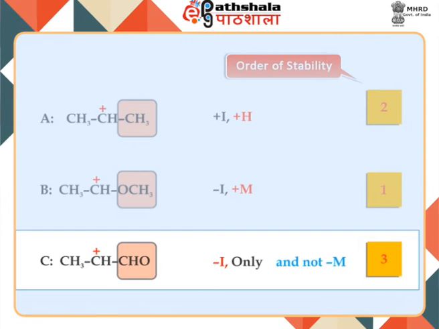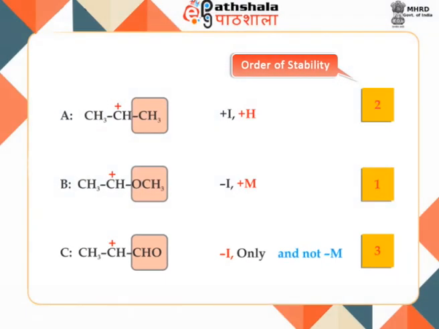Note that it is not exerting minus M effect as it is joined to a carbocation and not a conjugated system. It cannot withdraw electrons by minus M as there are no electrons further. Clearly, the most stable is B because of plus M effect, followed by A because of plus H effect, and C is least stable because of minus I effect.